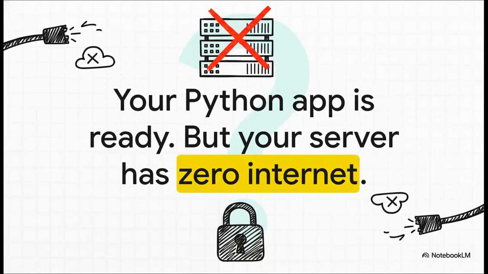Right? This is the fundamental problem. Your beautiful app is completely useless without its dependencies, and your trusty lifeline pip install is just gone. So how in the world do you get all those necessary packages from the wide open internet into one of the most locked down places imaginable?